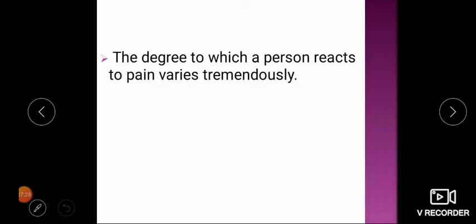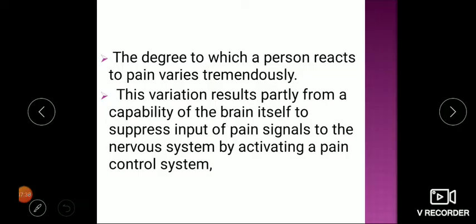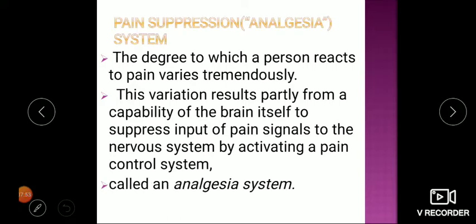The degree to which a person reacts to pain again varies tremendously. The simple difference is in male and female. Females give more response to pain as compared to men. Males are more tolerant. Similarly, there is a variation. So this variation results partly from a capability of the brain itself to suppress input of pain signals to the nervous system by activating a pain control system that is called the analgesic system. So it is called the pain suppression mechanism of the brain.